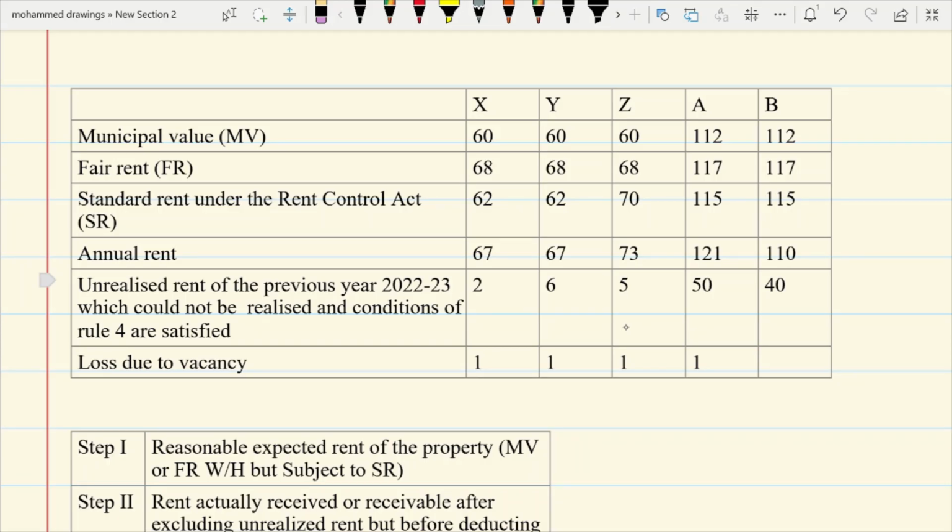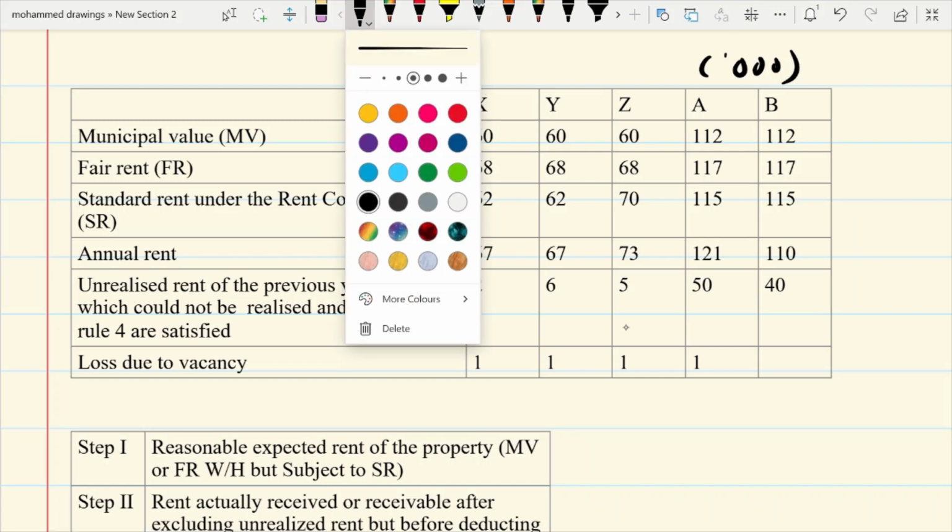Hello friends, today in this video we are going to find out how to find out gross annual value in the case of income from house property. Here there are five situations which are given. These all rupees are in thousand, so whenever you are doing any calculation you have to consider this.